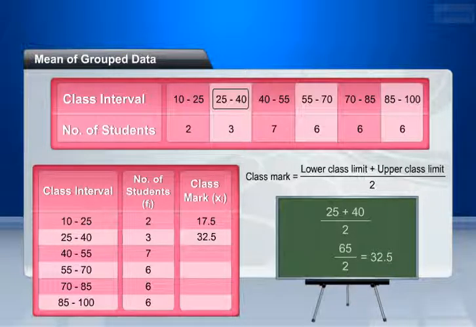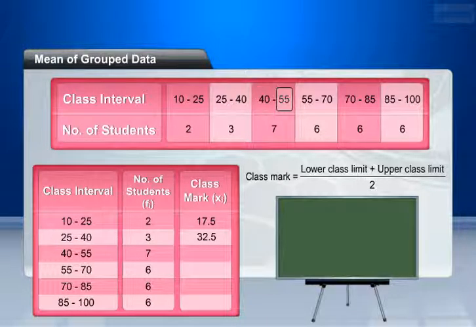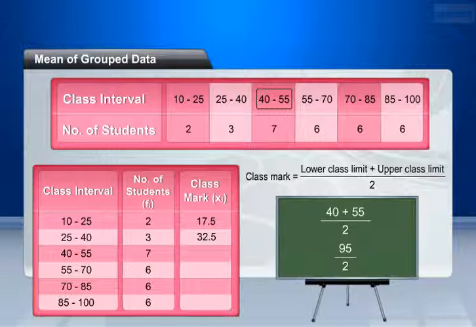Consider next class interval from the table, that is 40 to 55. Here, lower class limit is 40 and upper class limit is 55. For the class interval 40 to 55, the class mark equals 40 plus 55 divided by 2. This is equal to 95 by 2. This is equal to 47.5.